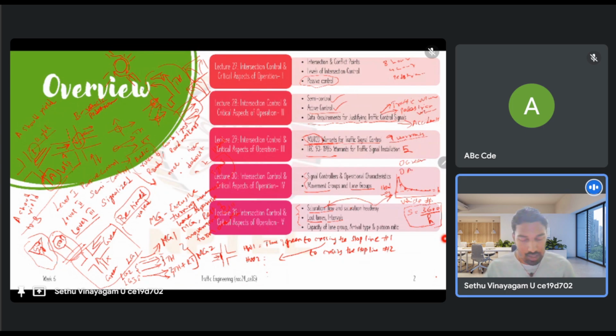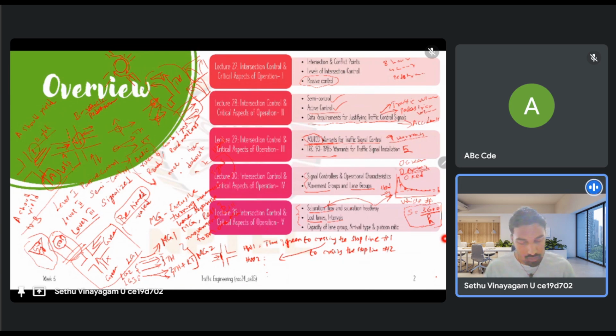It will turn into amber, and then it will turn into red. Okay, so why is this amber there? This amber is there to warn the drivers that there is going to be a change in the signal phase, right? So green is going to end and red is going to start. So amber warns the drivers of this change that is going to happen.